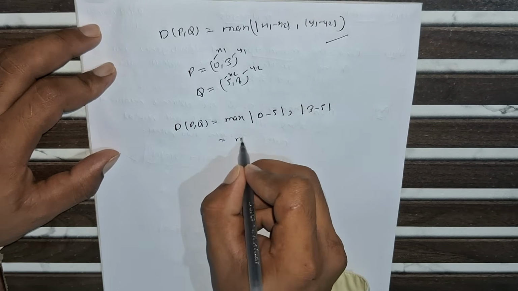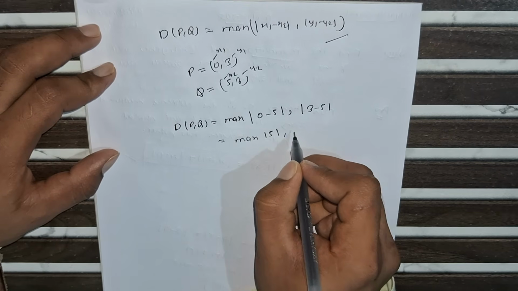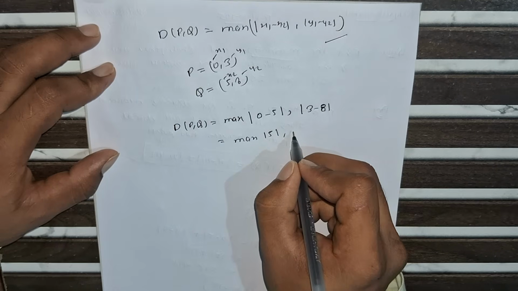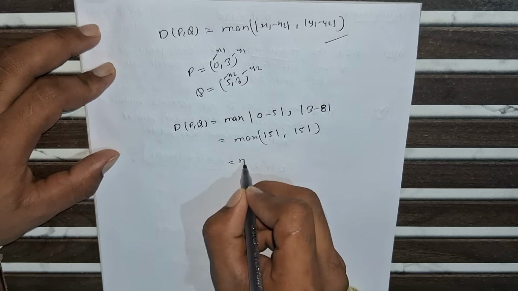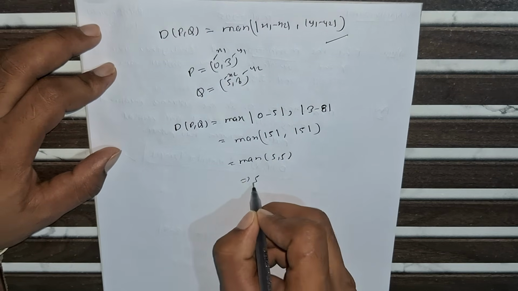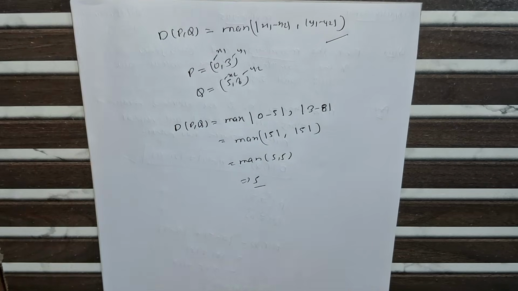When we solve it, it becomes the maximum of |minus 5| comma |minus 5|, sorry, our y2 value is 8 here. So this is mod 5. The maximum of 5, 5 is 5. So our maximum value is 5. This is nothing but our Chebyshev distance. So this is how you calculate the Chebyshev and Manhattan distances.